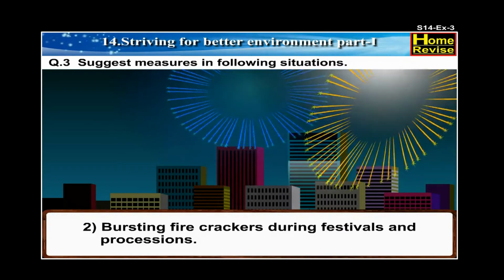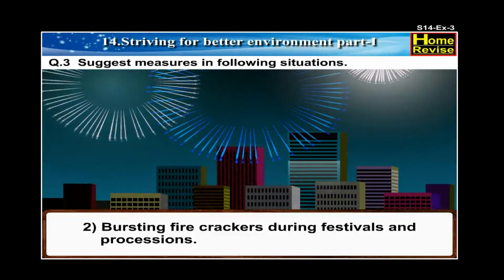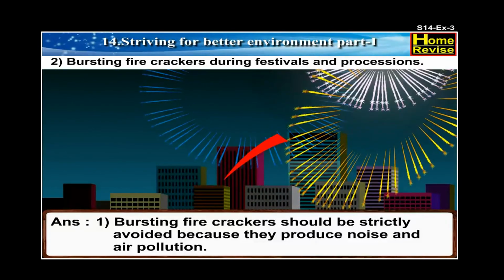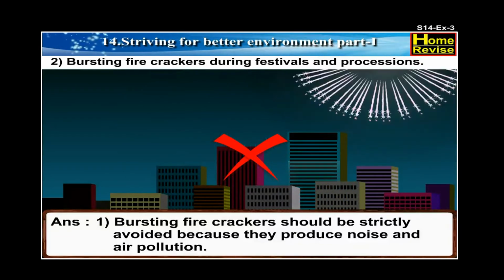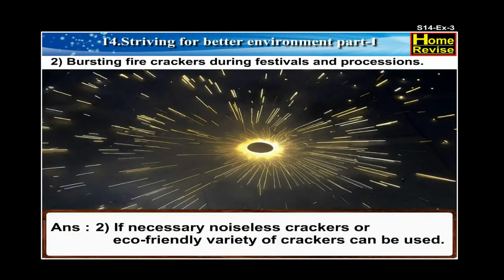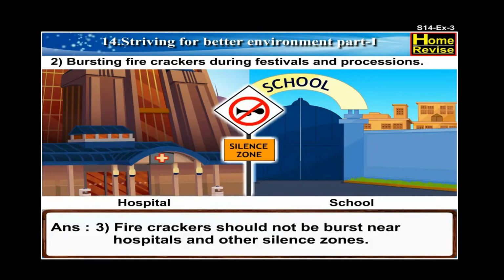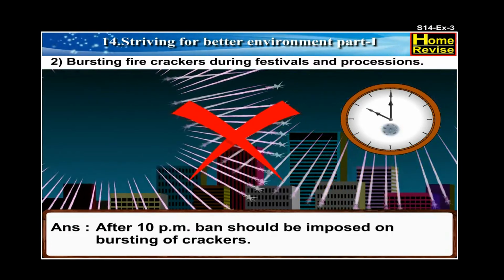Two. Bursting firecrackers in festivals and processions. Answer. Bursting firecrackers should be strictly avoided because they produce noise and air pollution. If necessary, noiseless crackers or eco-friendly variety of crackers can be used. Firecrackers should not be burst near hospitals and other silence zones. After 10 p.m., a ban should be imposed on bursting of crackers.